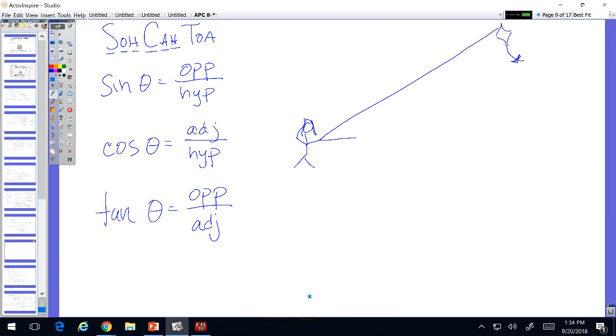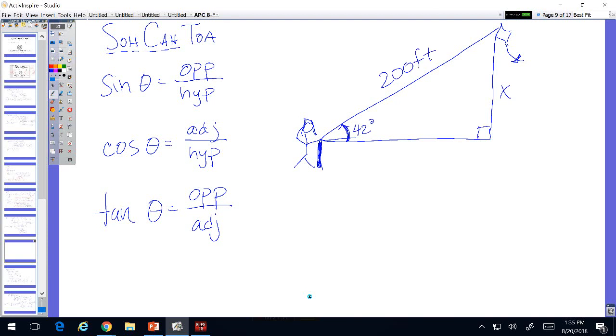Alright, so we want to figure out how high off the ground this kite is. Now we would have to add this little distance right here that Sarah's holding it up above the ground. But if we want to figure out this height, and we know that she let out 200 feet of string, because we all measure the string when we let out a kite, right? And we know that this angle of elevation right here is 42 degrees. So we want to find this distance.